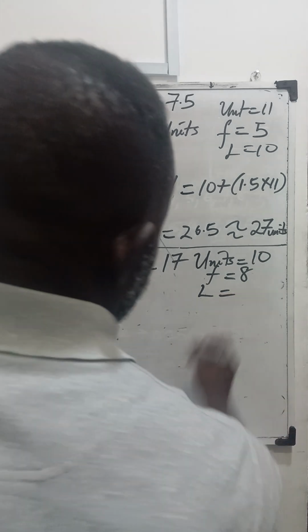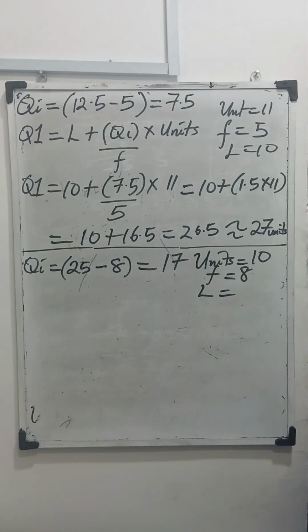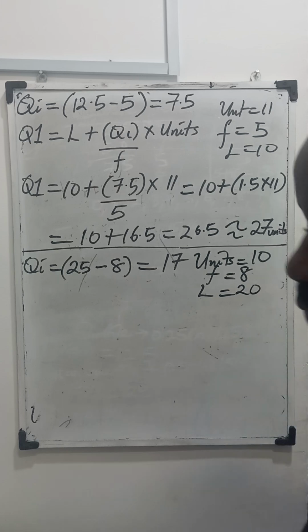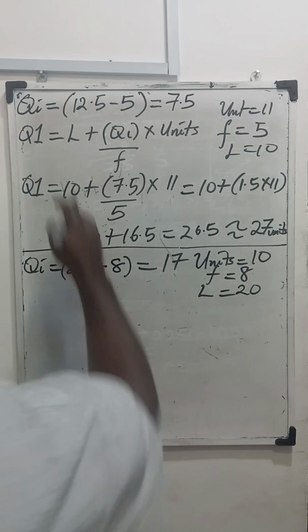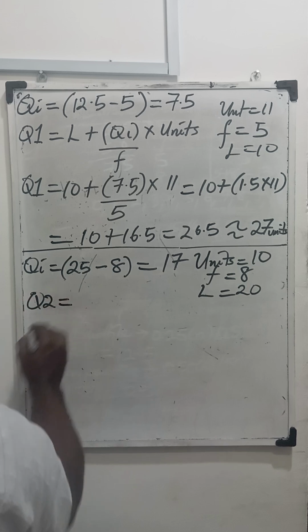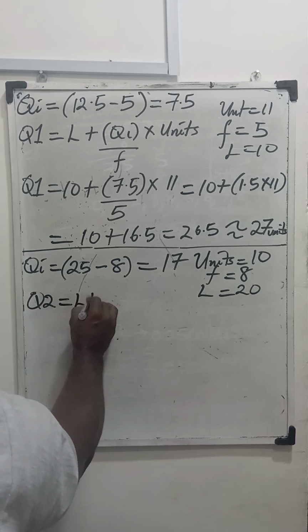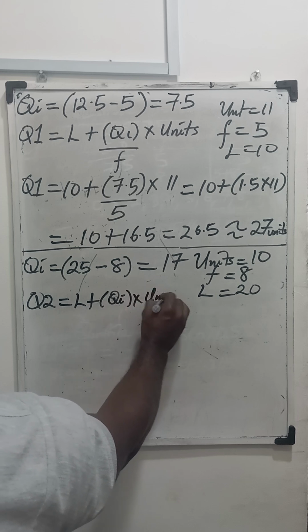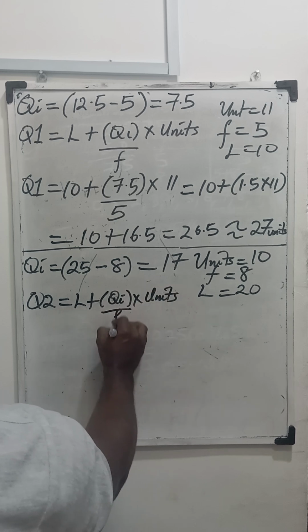The value of L is 20. Awesome, exactly. So let's plug in the values into the equation. Which is what? Q2. Remember, we are looking for the median. Q2 equals L plus Q1 times the units divided by the frequency.